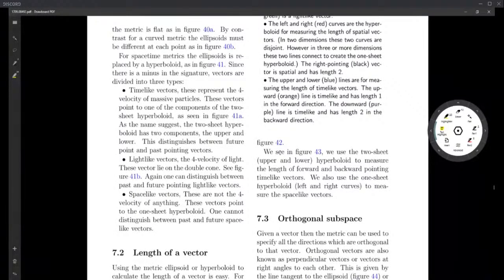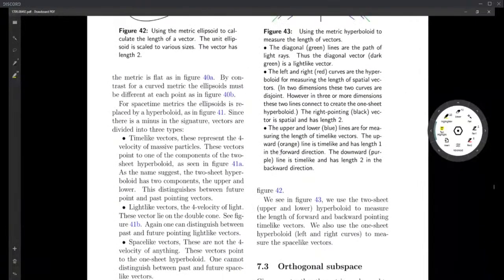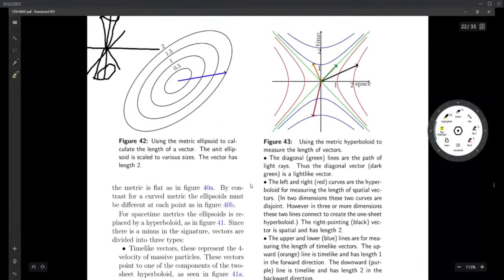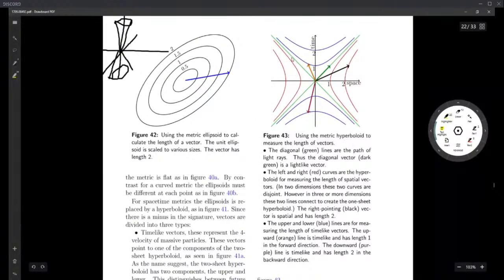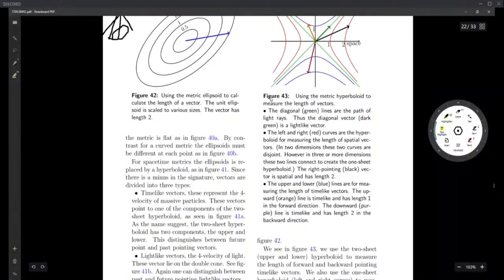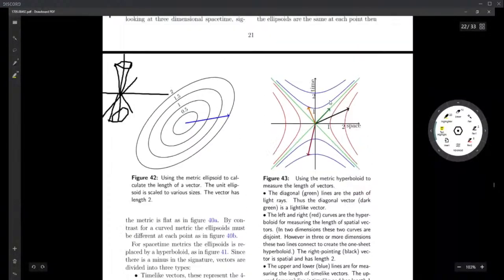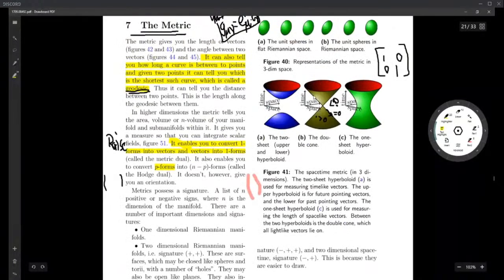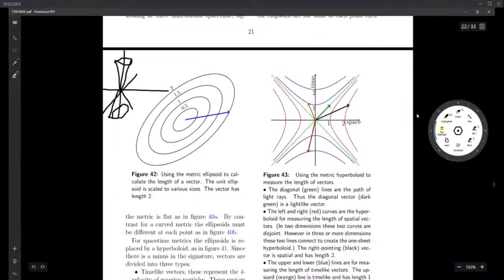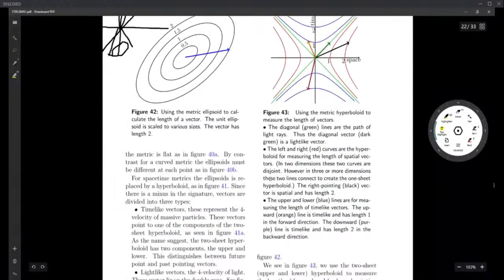Well, this is yet another representation. I'm not really going to go into detail here, but you're more than free to look at it. It's basically a superposition of all these three onto a two-dimensional graph, 1 + 1 dimensions, essentially.